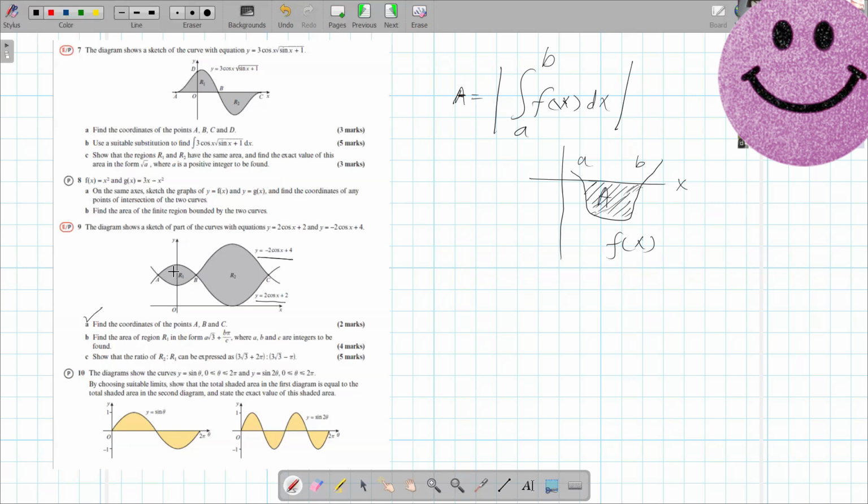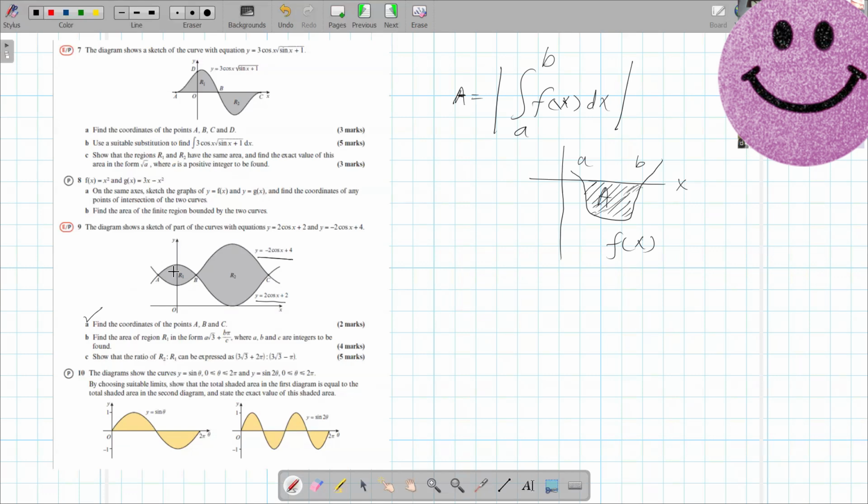You set them equal to each other and see at what points they meet. You have to find the points of intersection of these two curves, the common points. So equate them and find A, B, and C. But then how would you compute the region?